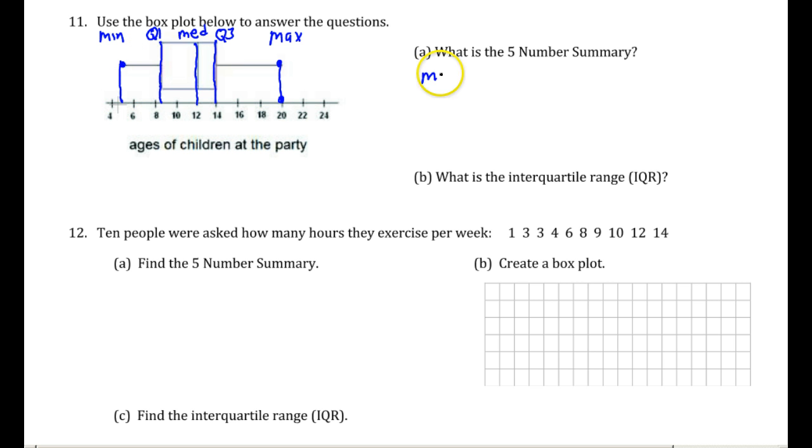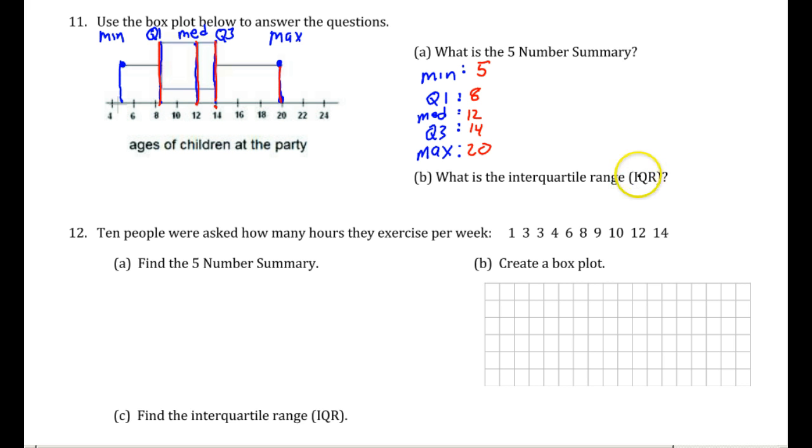So we usually list them. Please list them in order from least to greatest. So that'd be the min, the Q1, the median, the Q3, and the max in order, least to greatest. So the min would be about 5, between 4 and 6. I'm just going to say it's 5. The Q1 is really close to 8. I'm just going to round it to 8. The median is 12. The Q3 is 14. And the max is 20.